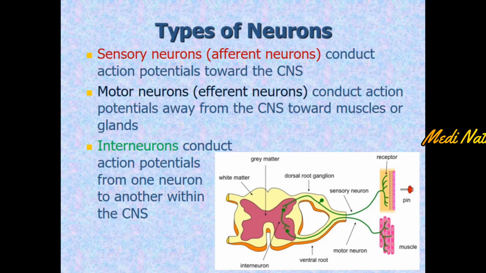Sensory neurons are also called afferent neurons. They conduct action potentials towards the central nervous system. The motor neurons or efferent neurons conduct action potentials away from the central nervous system towards muscles or glands. Interneurons conduct action potentials from one neuron to another within the central nervous system.